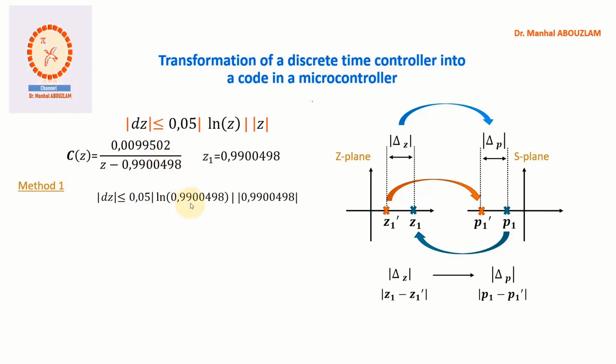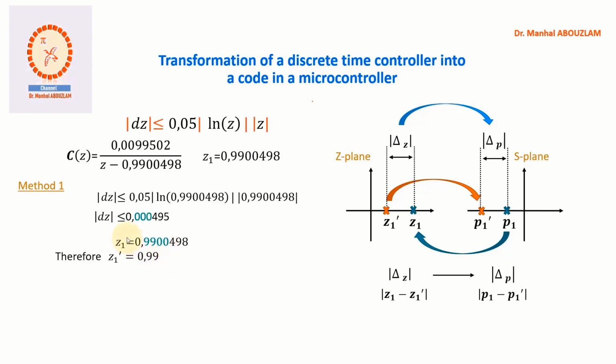We will apply this inequality, we replace z by the value of our pole, and we obtain this inequality. Delta z has to be less than this value. Now we have our pole. What does the first method propose? We count the number of zeros between decimal point and the first digit which is not equal to 0. We can find that we have 3 zeros. Now we add 1 to this number, so 3 plus 1 is equal to 4. So we will keep 4 digits after decimal point. Okay, so our pole after the modification is equal to 0.99.